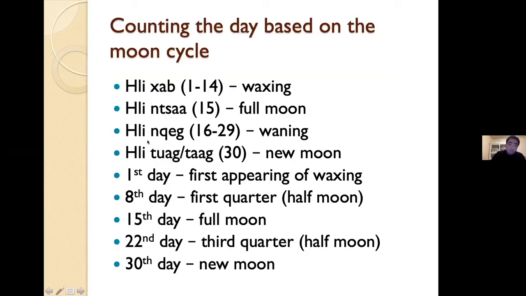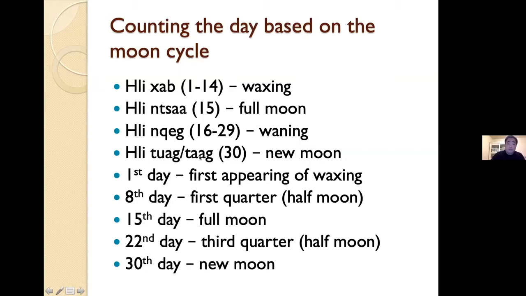Of the moon cycle, after the full moon, it starts going down. This is the waning phase, okay? From that 15th day, it goes down until right here on the 30th day, the moon becomes completely dark again, okay? That is the new moon.